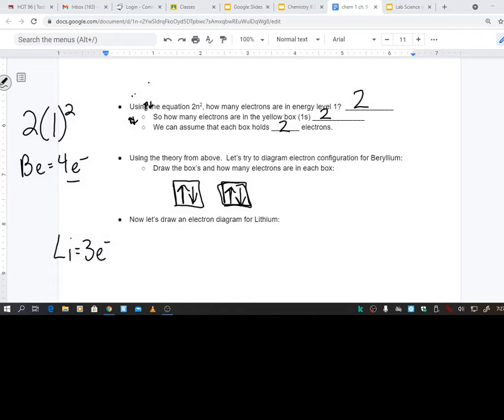All right, so now let's look at this. I know that beryllium with 4 electrons looked like this right here. So lithium with 3 electrons would be 1, 2, and then it would just have that single arrow there.